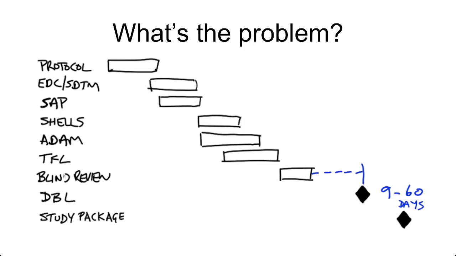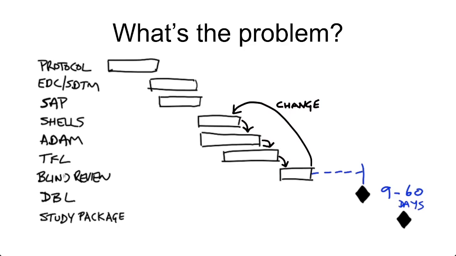Well, the problem really is change, I guess. You know, we do the blind reviews, and now that I see the TFLs, and now that I see the data, the shells get updated. Because the shells have been updated, we need to update the ADaM programming. We need to then update the TFL programming and re-review.